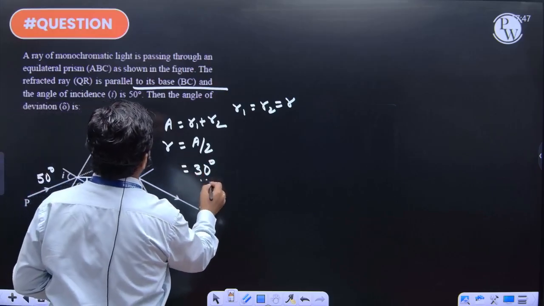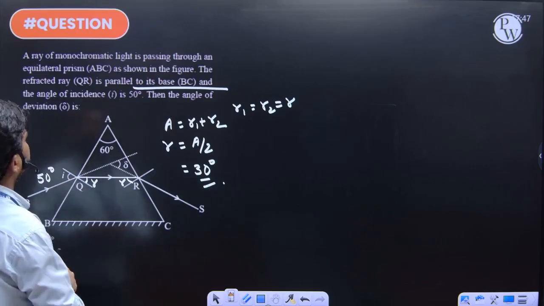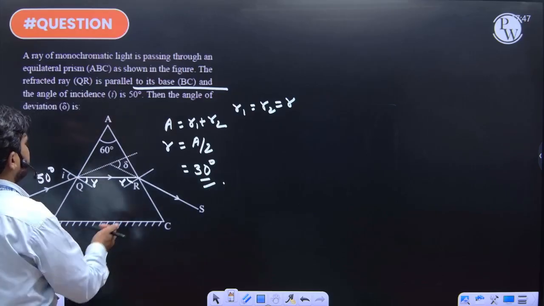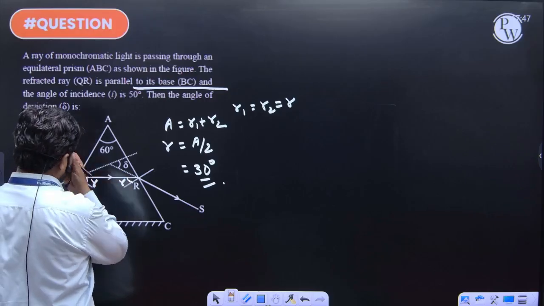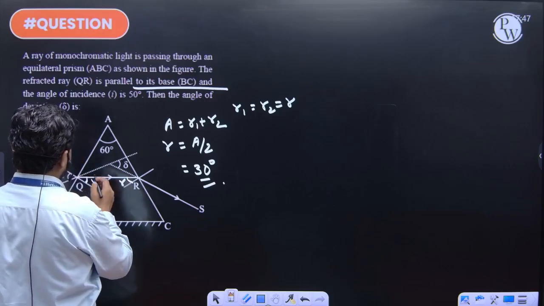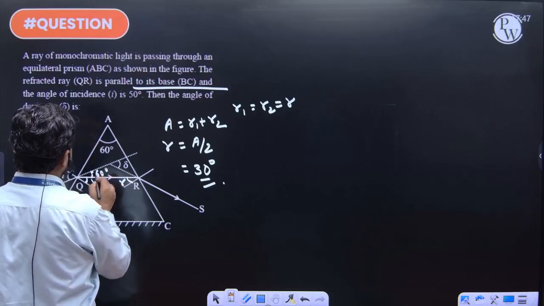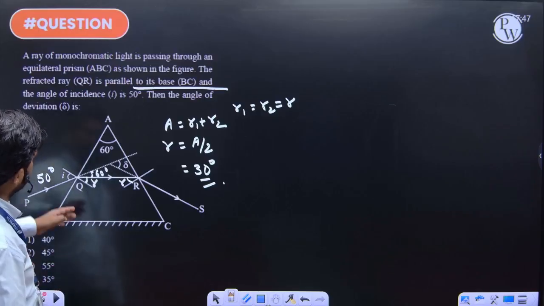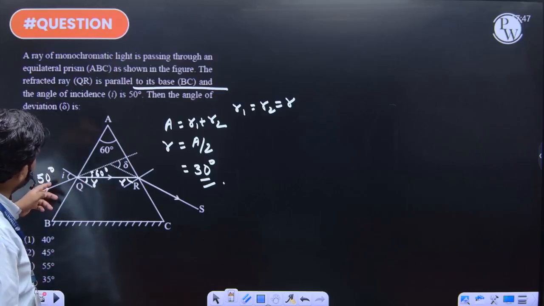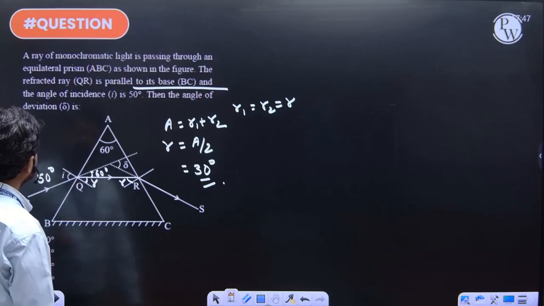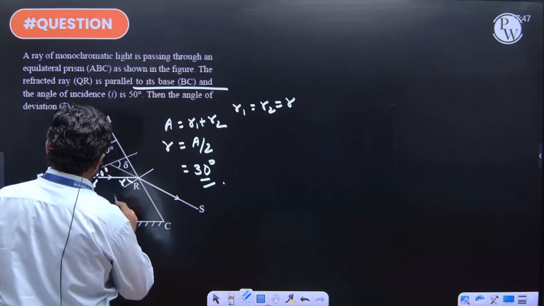Now what is the value of R then? 30 degree. What we have to calculate? Angle of deviation. Then this is 30 degree. What about this angle? This is 30, so this angle will be 60 degree. Because this one is normal, no? Normal to the surface. Oh, my mistake.